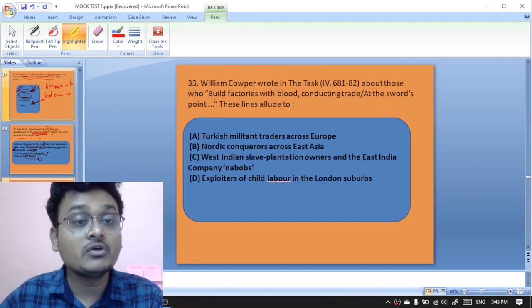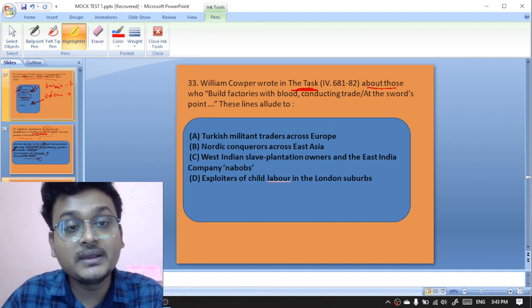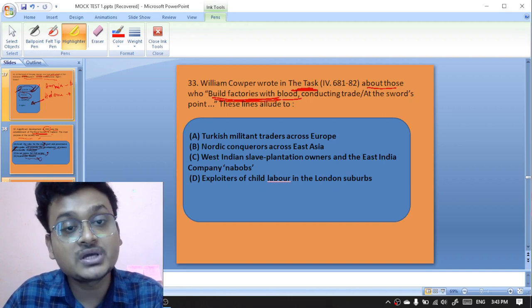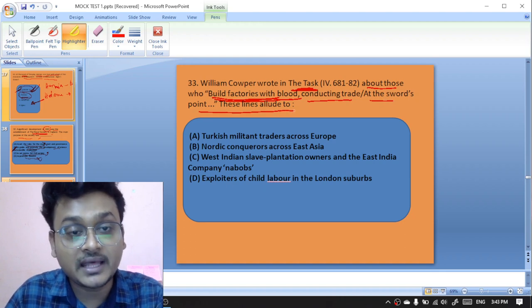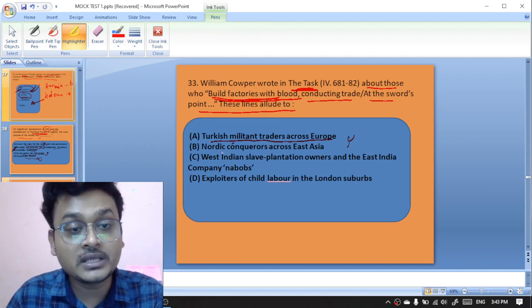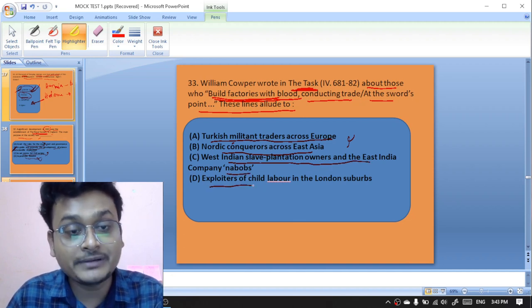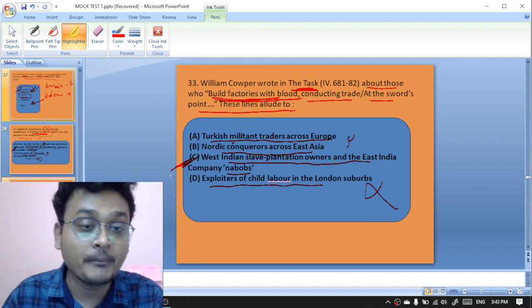Moving to the next question. William Cowper wrote in The Task about those who build factories with blood, those workers who build factories with blood, conducting trade at the source point. These lines are alluding to what? Turkish militant traders across Europe? No. Nordic conquerors across East Asia? Or West Indian slave plantation owners and the East India Company's nabobs? Or exploiters of child labor in the London suburbs? So these lines are actually alluding to West Indian slave plantation owners and the East India Company nabobs.